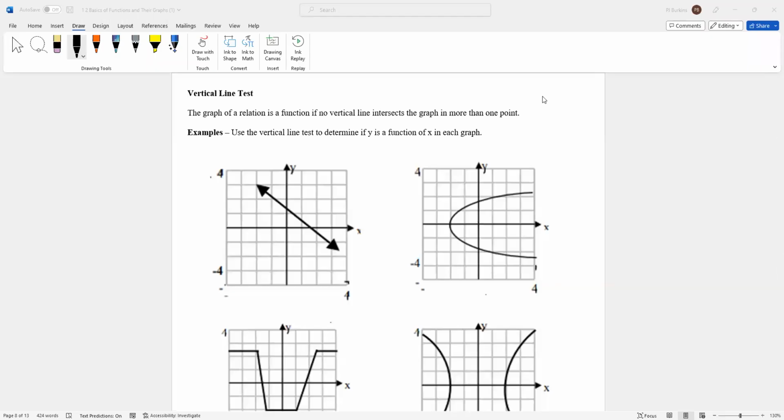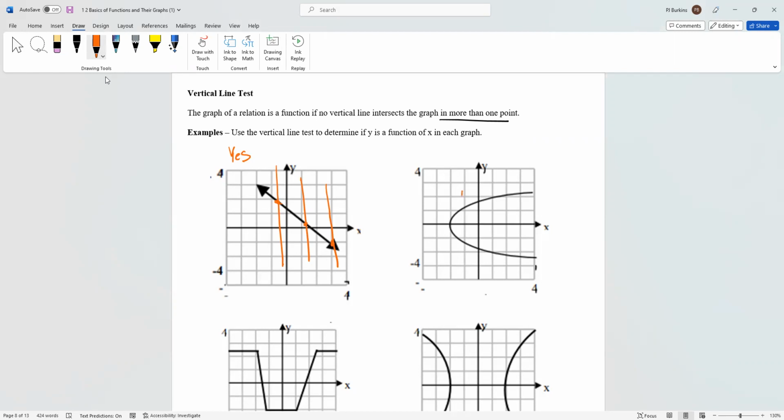So the vertical line test is really just drawing vertical lines across a relation or a graph. And if the vertical line intersects the graph in more than one point, it is not a function. Okay. So here I'm going to draw vertical lines. And notice each one of these touches the graph at a single point. That means this is a function.